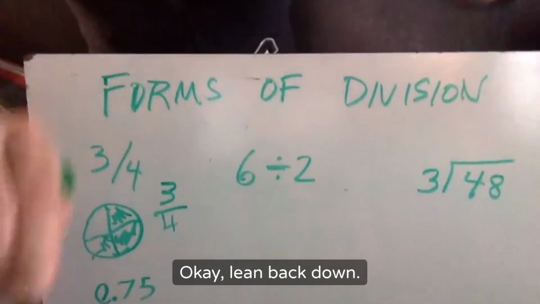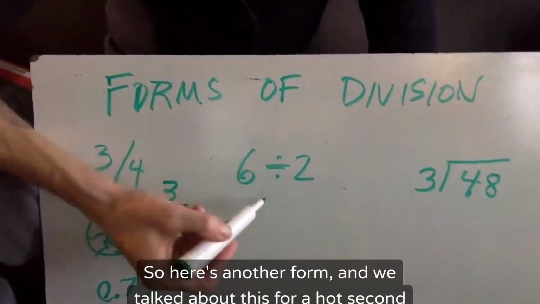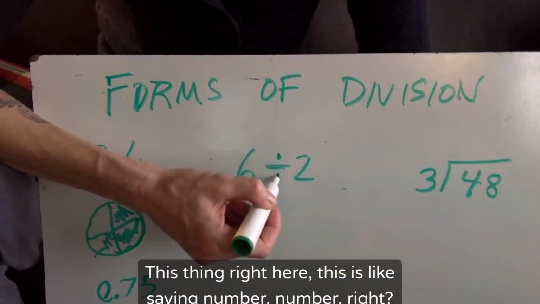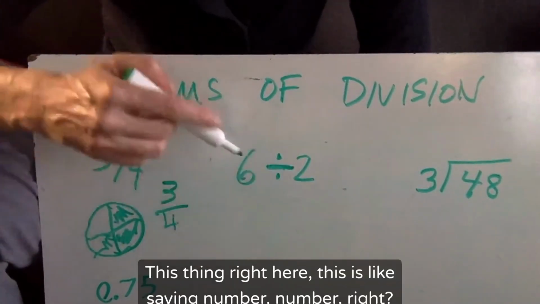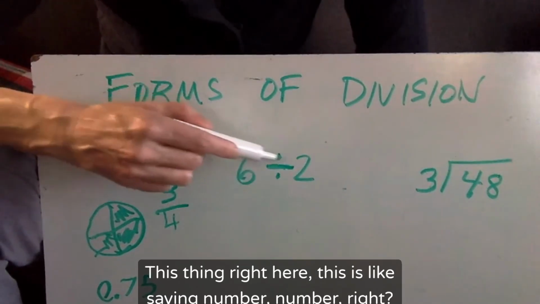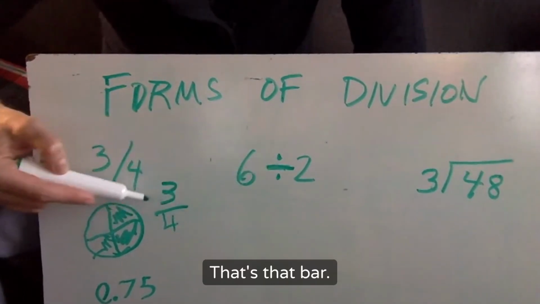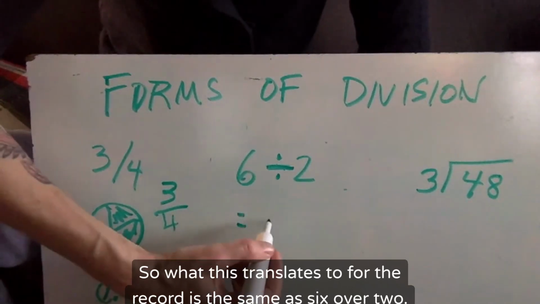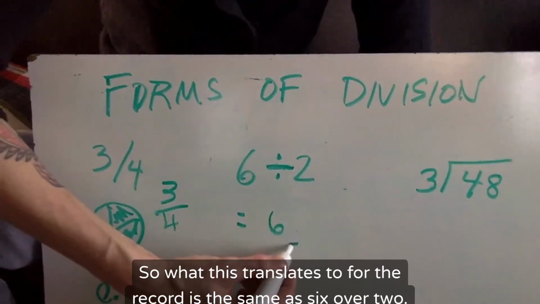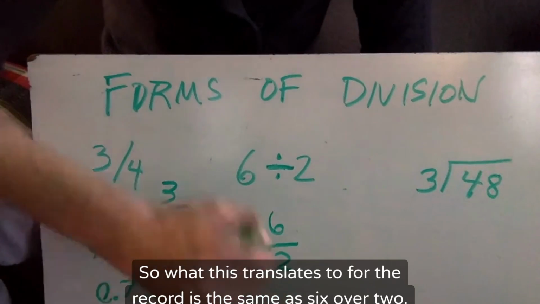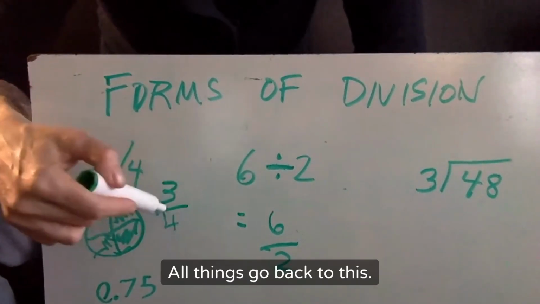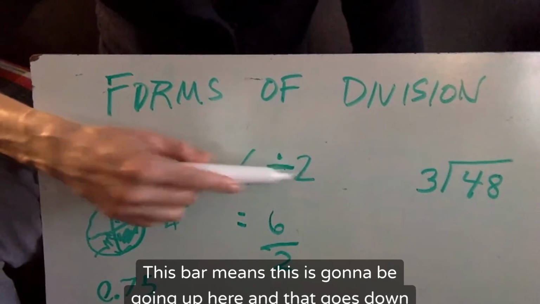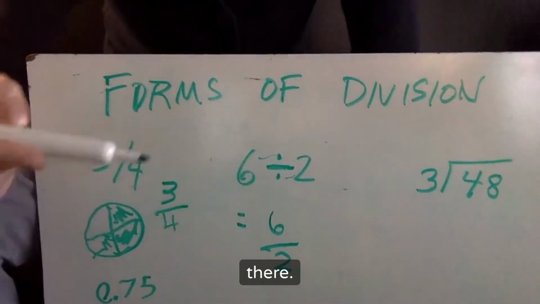Okay, lean back down. So here's another form, and we talked about this for a hot second yesterday. This thing right here is like saying number, right? Do you see this bar? That's that bar. So what this translates to, for the record, is the same as 6 over 2. You're welcome. All things go back to this. This bar means this is going to be going up here and that goes down there.